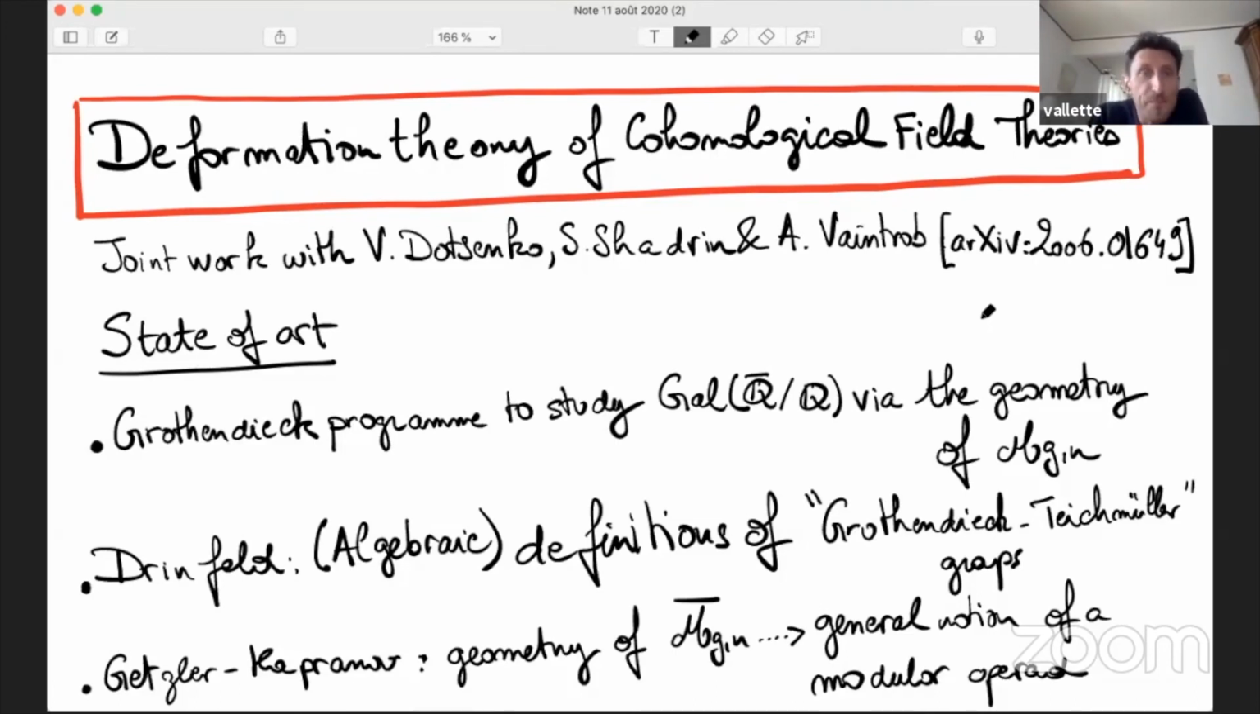Okay, so today I would like to explain to you what we did. When I say we, it is Vladimir Dotsenko, Sergei Shadrin, and Arkady Vaintrob, on the deformation theory of cohomological field theories.